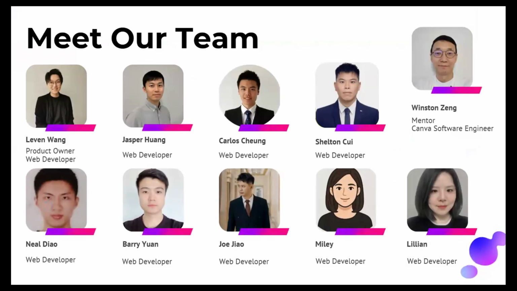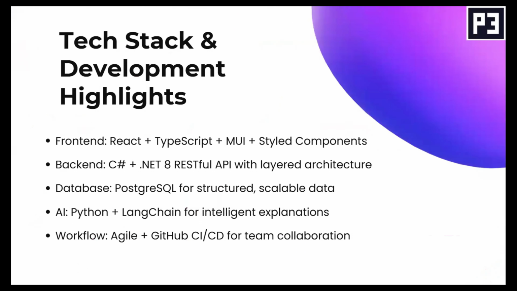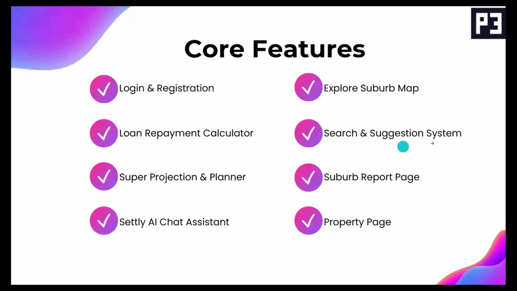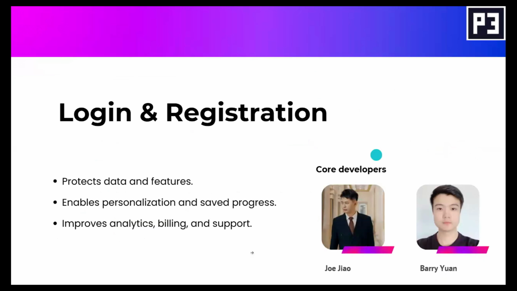We are a full-stack team who built Settler AI completely from scratch in 12 weeks, designing, coding, and deploying every layer from front-end to back-end and AI. Our front-end is built with React and TypeScript, using MUI for a smooth user experience. The back-end runs on .NET 8 with PostgreSQL and our CI/CD pipelines on GitHub Actions deployed seamlessly to AWS. We also use Python and LangChain to power AI-driven explanations and data visualizations. Now let's move on to our first core feature of our project, login and registration.